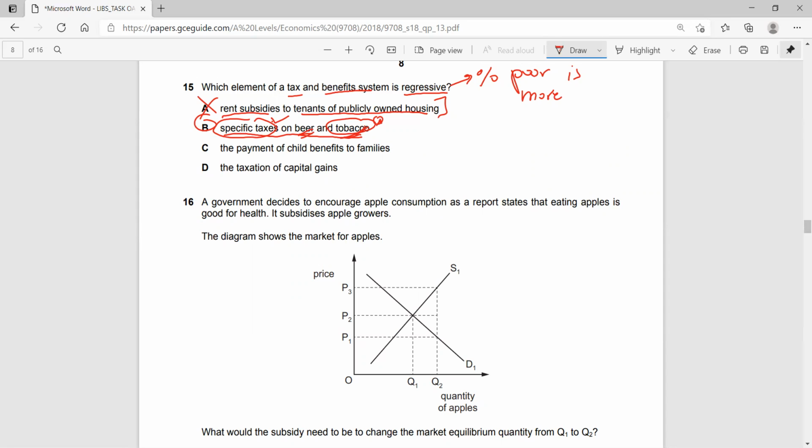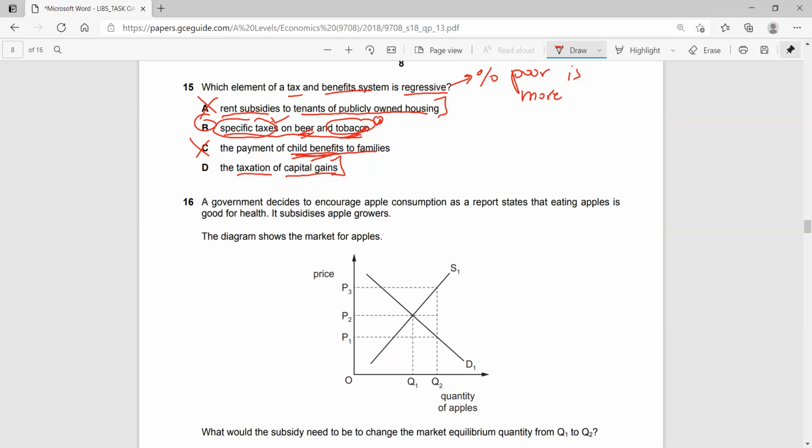The payment of child benefits to families will just help these families. It can help poorer families as well, especially because they are the ones that usually get child benefits. So that's not regressive.